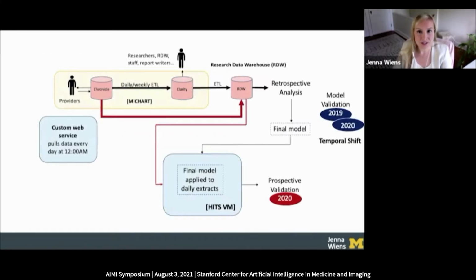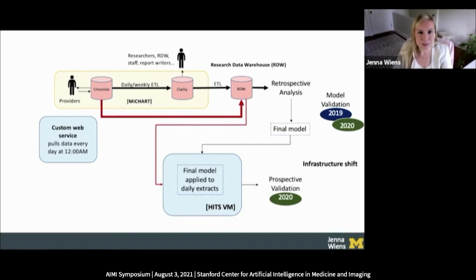To answer this question, after the year of prospective validation, we went back and re-extracted the data from 2020, but using the old retrospective pipeline. We extracted the data from the research data warehouse. This controlled for the infrastructure and allowed us to focus on the change due to time, the difference between 2019 and 2020, or the temporal shift. In addition, we compared data in 2020 through each pipeline. So the same patient population, but data extracted prospectively versus data extracted retrospectively to measure how the shift in infrastructure affected overall performance.